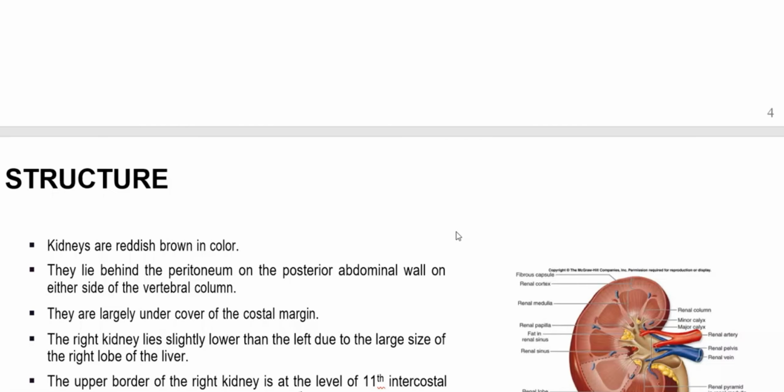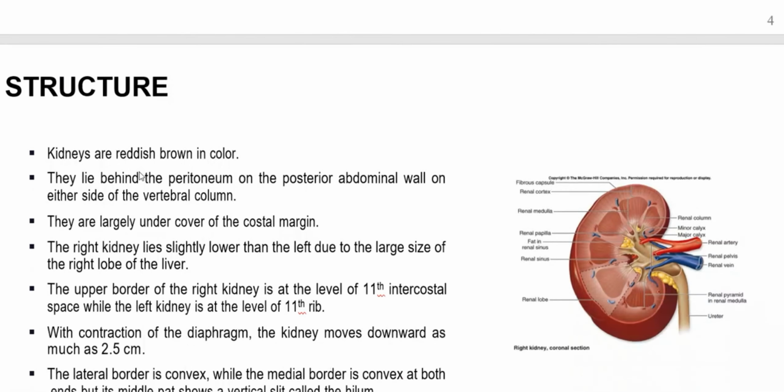Now, if you see the structures, the kidneys are reddish brown in color. They lie behind the peritoneum of the posterior abdominal wall on either side of the vertebral column, and they are largely under the cover of the costal margin. The right kidney lies slightly lower than the left kidney because of the position of the right lobe of the liver.